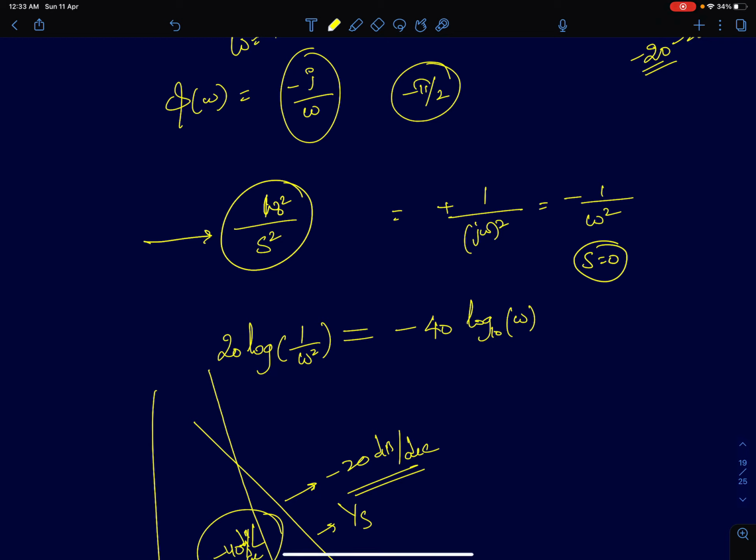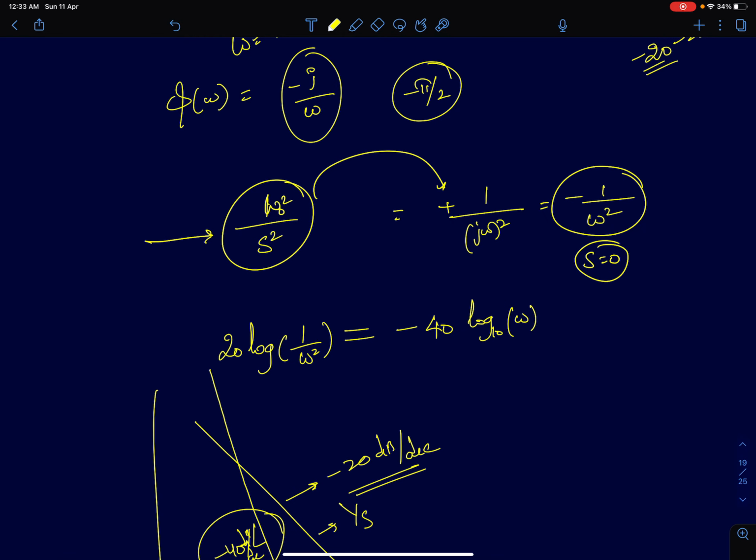Now if I substitute s equal to j omega, we get minus 1 by omega square. You take the magnitude of that, you get 20 log of omega naught square by omega square. This function then becomes minus 40 log of omega by omega naught.